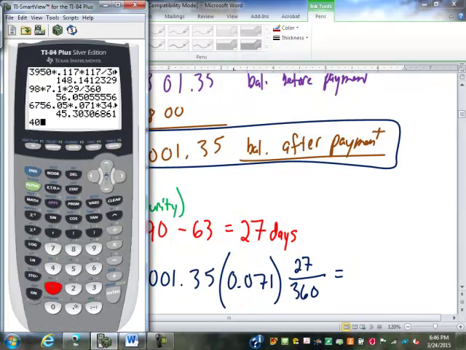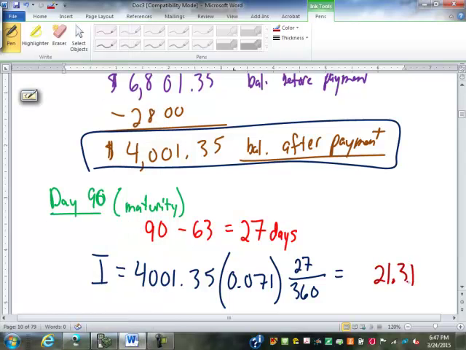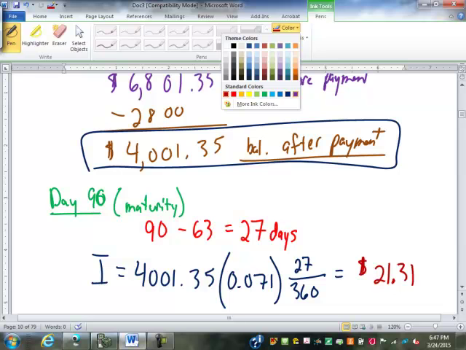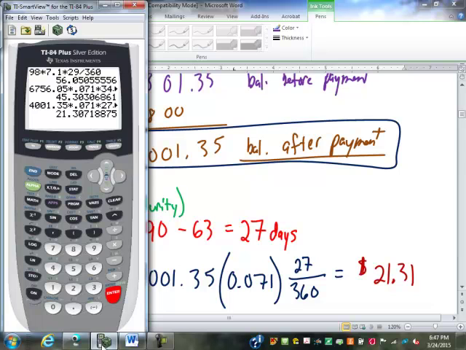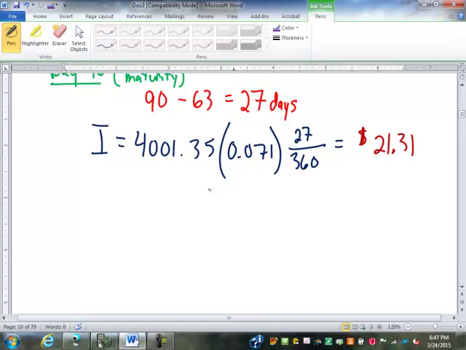So 4001.35 times 0.071 times 27 over 360. It's $21.31. What's that? Let's see. Double check. So you got 21.31? Okay. You said 7 instead of 7.1. So that is the interest.